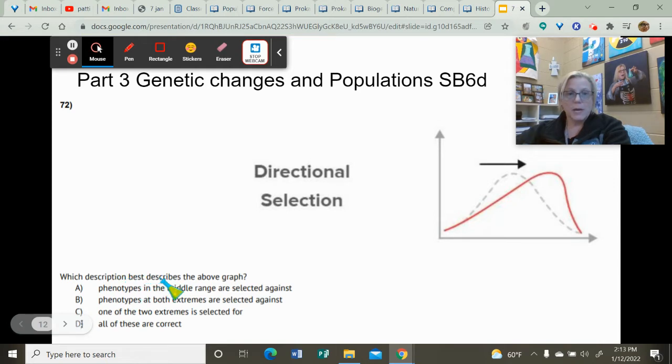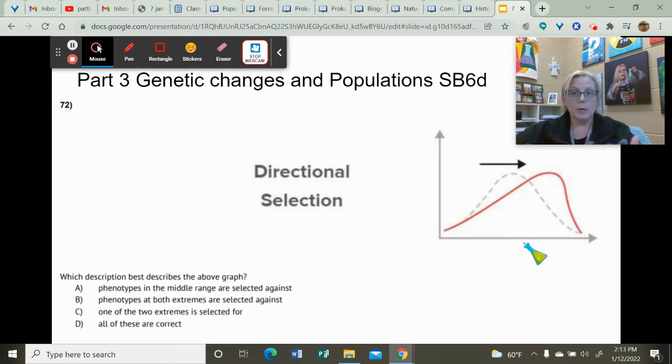Which description best describes the above graph? And with directional selection, they cannot all be correct. Phenotypes in the middle range are selected against. That doesn't fit because it's selecting for. When we say something is selecting for something else, we mean that whatever's being selected for, those are the ones that live and produce the offspring.